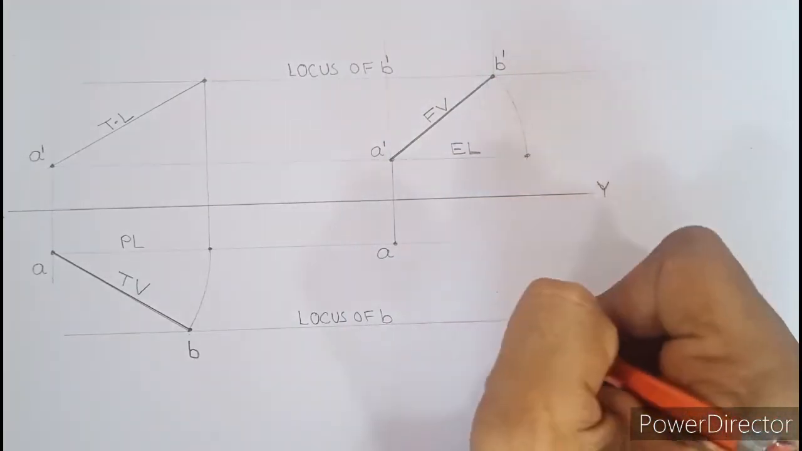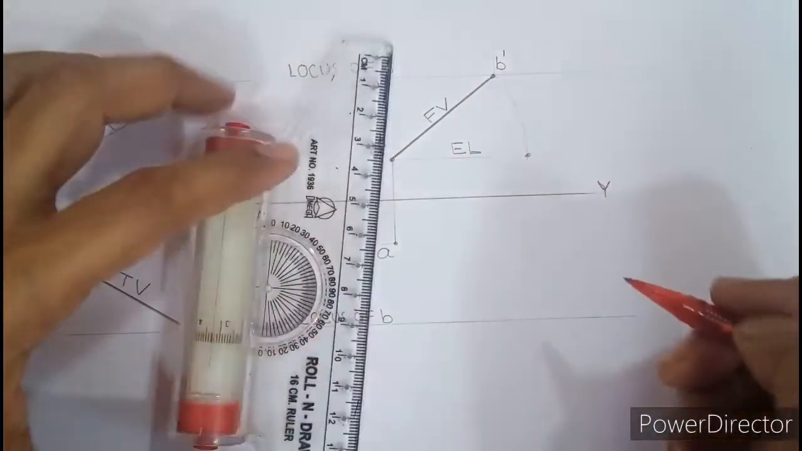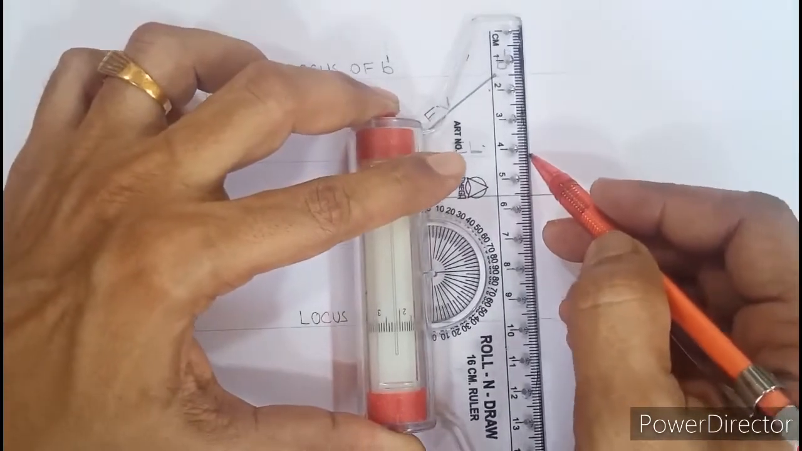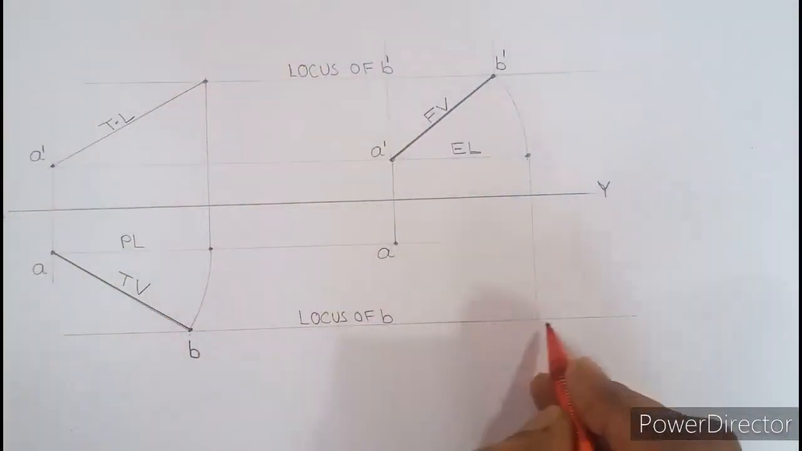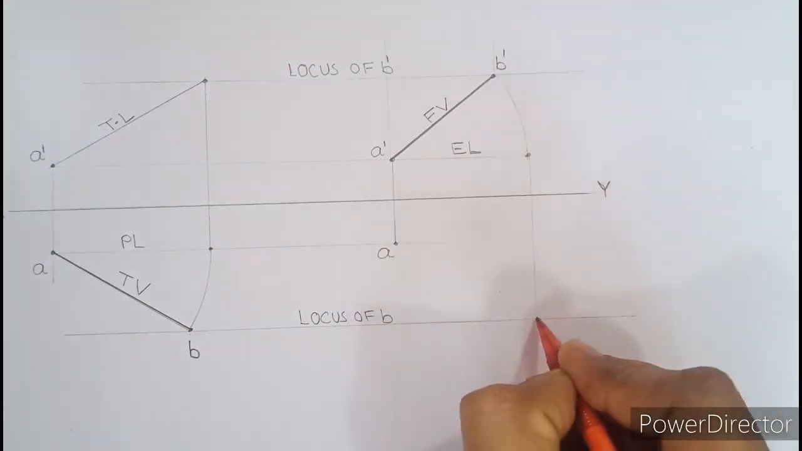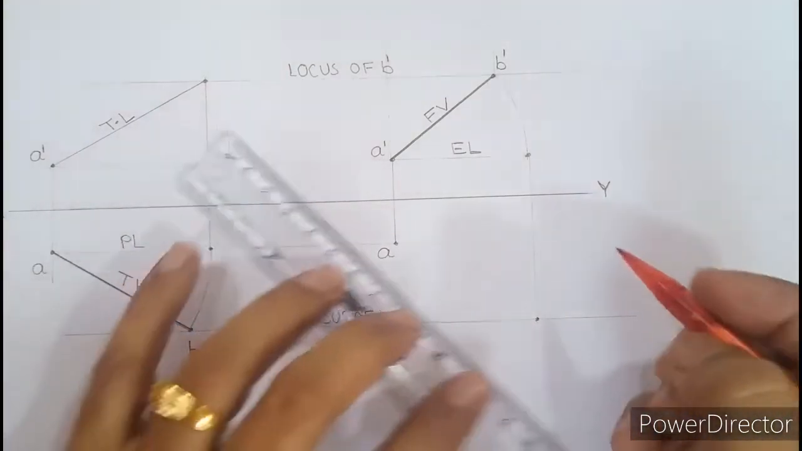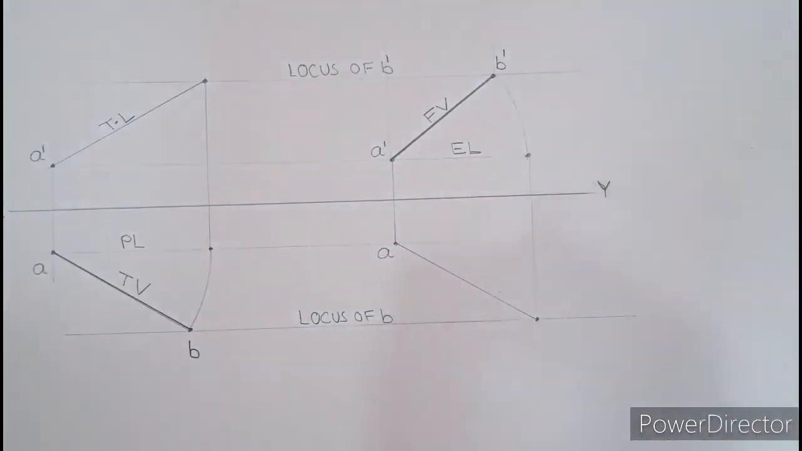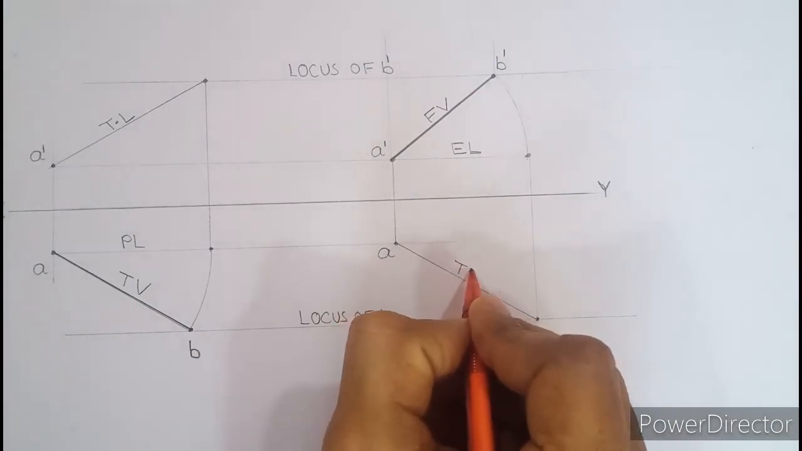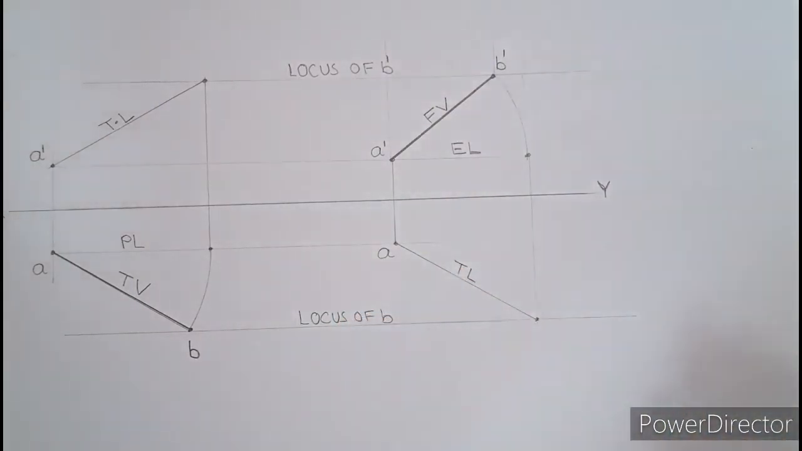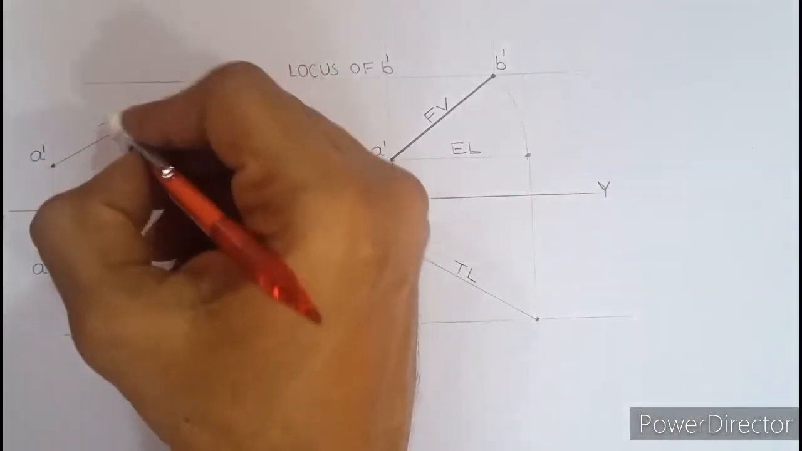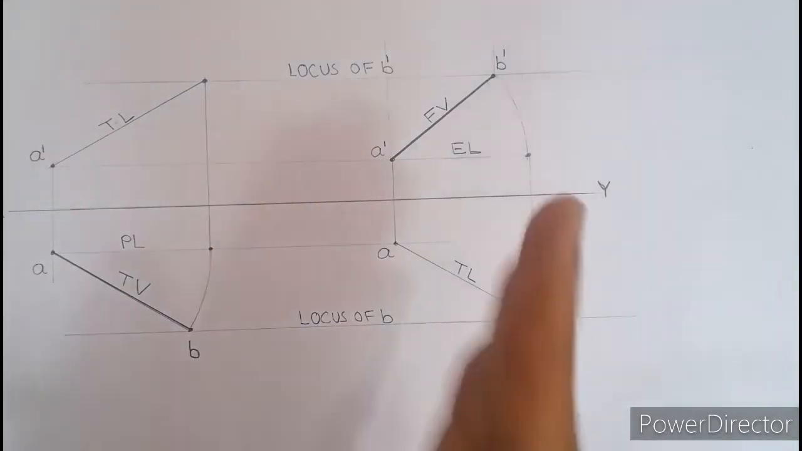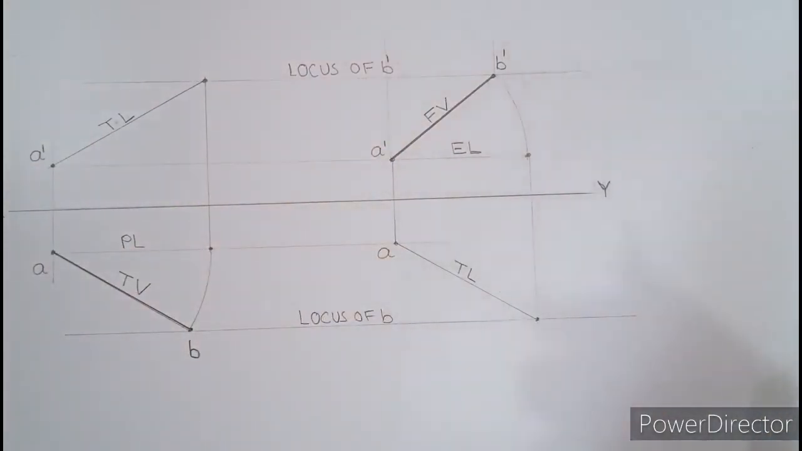Now this point I need to project down. So align your roller scale here and extend this point down to cut the locus of B. Wherever this projector cuts the locus of B, that point you join medium dark with A. So this will give you the next true length. Okay, by mistake I have made a dot here, so this dot will not be there. So these are the two tools we have prepared.